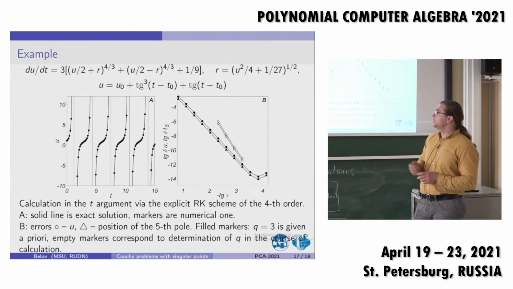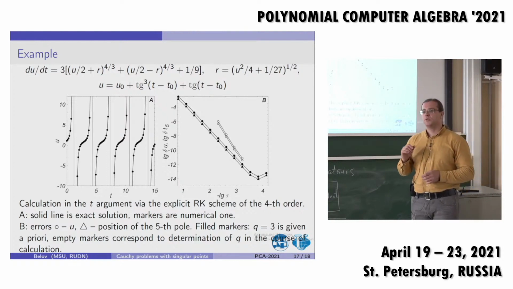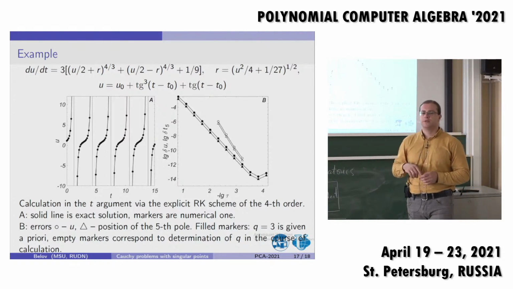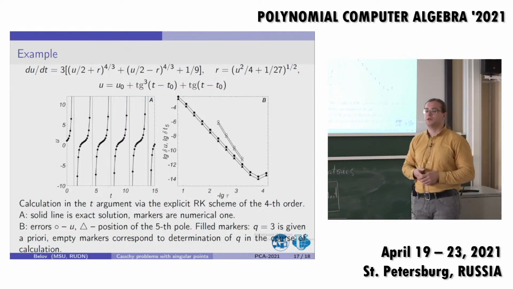On the left picture, you can see the exact solution. It's given by the solid curve. We performed two sets of calculations. In the first one, the order q equal to 3 was given a priori, and we checked the robustness of the transition from the initial function to the reciprocal one. The errors obtained in this calculation are given on the right picture by black filled markers.